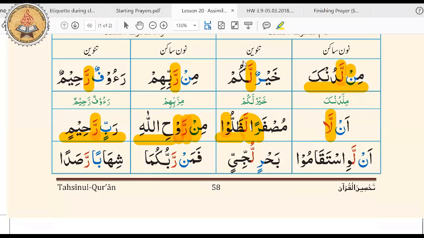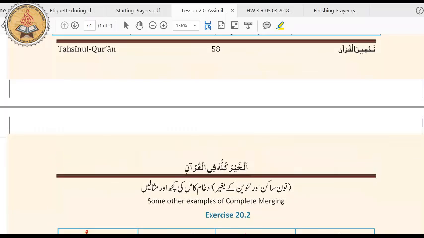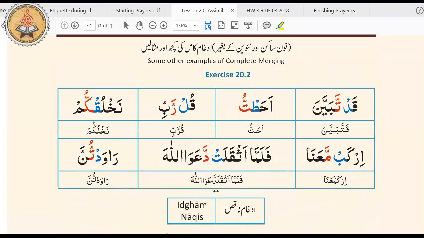Okay. So that is the end of exercise 20.1. We will move on to exercise 20.2, and I'll choose a student for that.